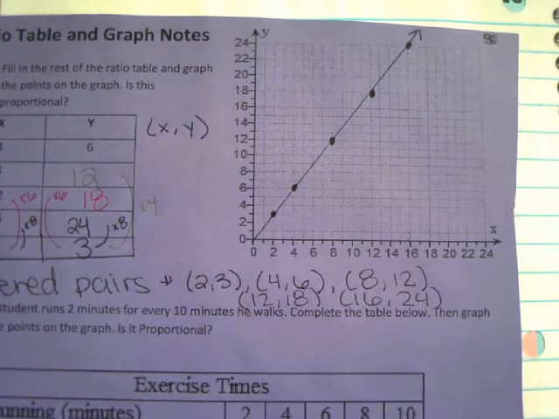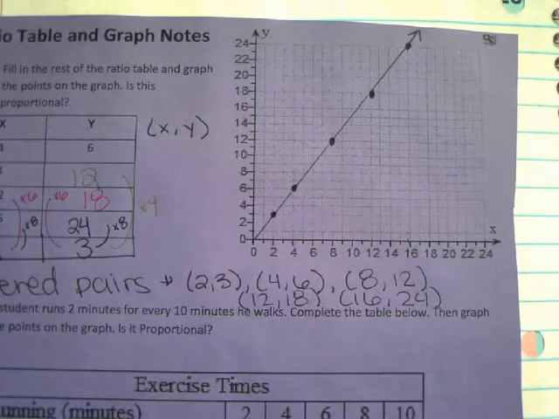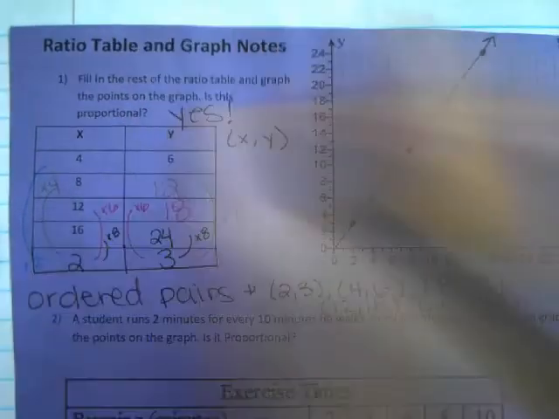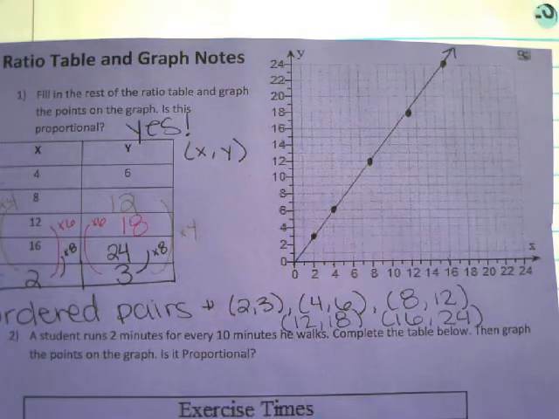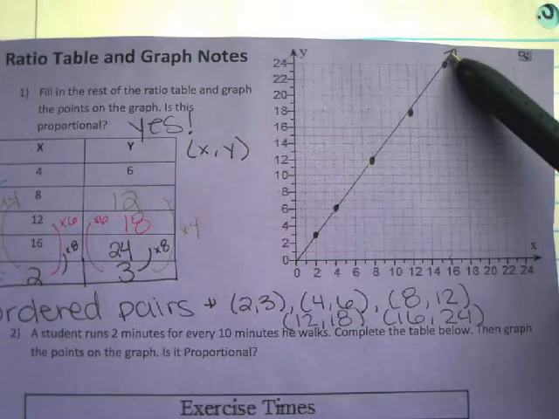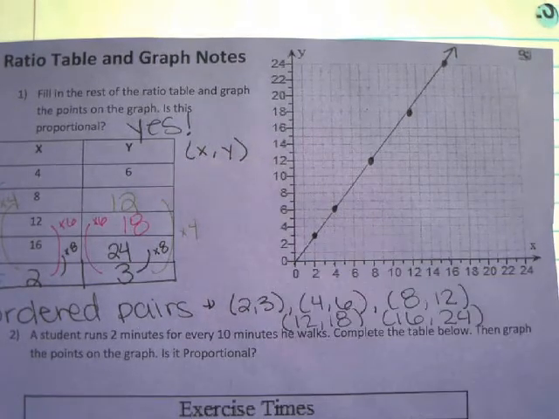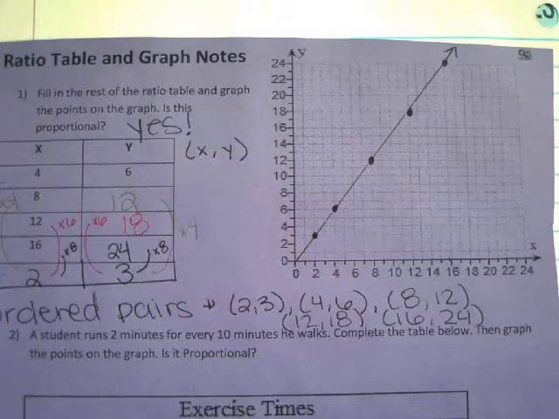Then you have to ask the question, is this proportional? And your answer is yes. It is proportional because when we graphed it, it is a straight line. All of those dots go through my line. It goes through 0, 0. If it doesn't go through 0, 0, it is not correct. Okay, so there is that. So please make sure that all of that is there.